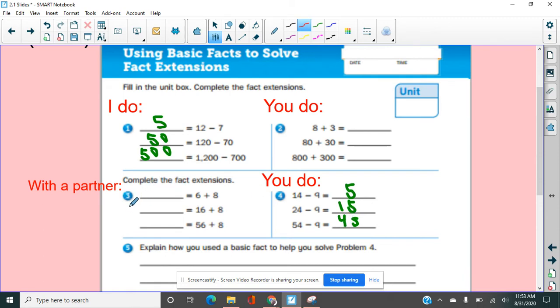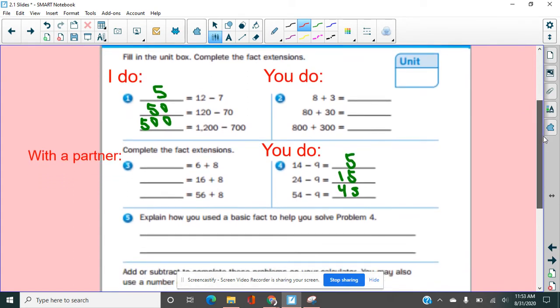Okay, you take a moment and do number 3. All right, I hope you used the same pattern here. Now, number 5 says explain how you used a basic fact to help you solve problem 4. So this one is saying explain what we did here. Go ahead and write your sentence right there. Explain what we did.